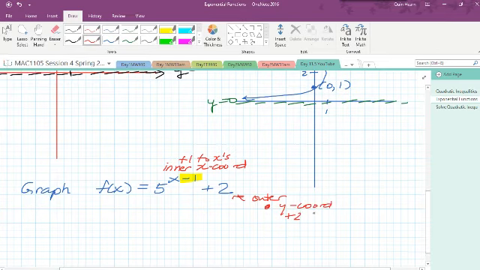Okay, and then this plus 2 is on the outer part of the function, so it's going to affect the y coordinates. We're actually going to be adding 2 to each of the y's, which is going to have a vertical shift.